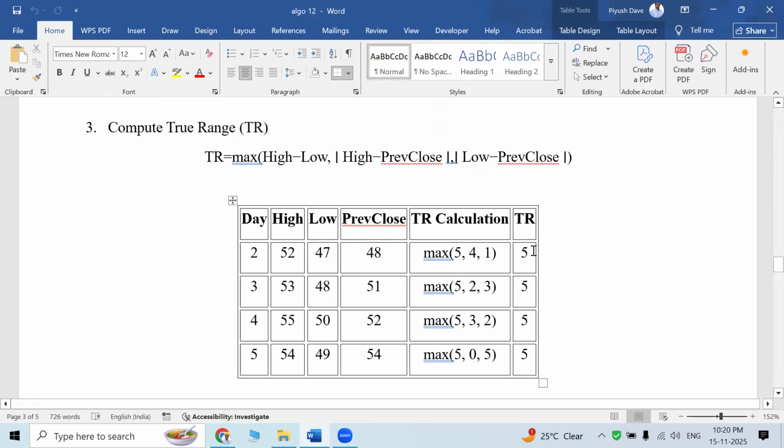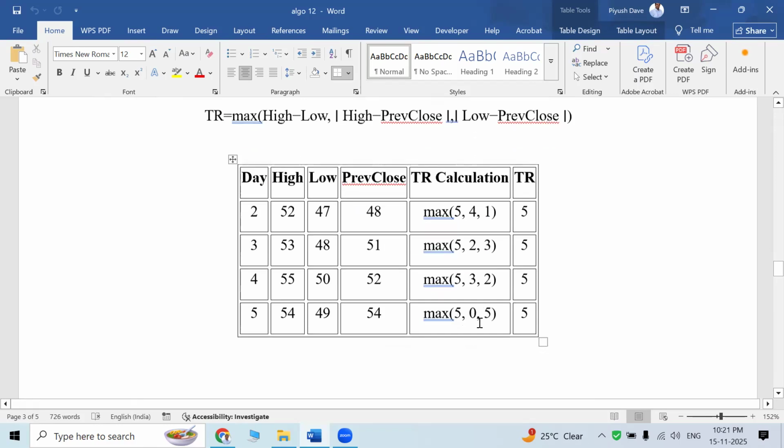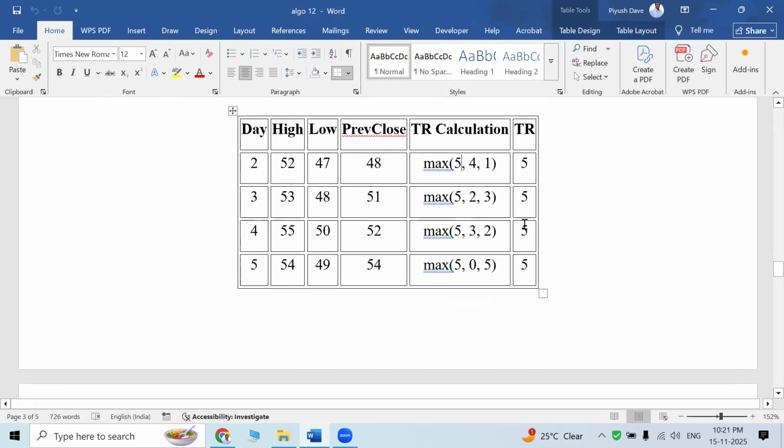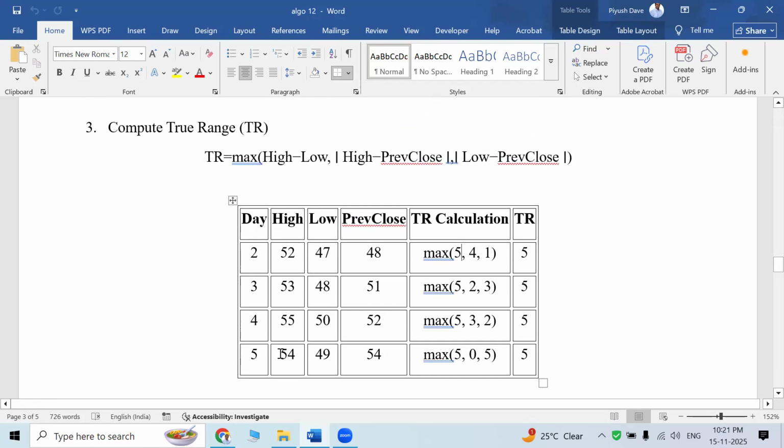So that means the market is moving as 5. That means the highest value minus lowest value is 5. Then highest minus previous close also we consider. Low minus previous close also we will consider. Now for this example, every value is coming as 5, but it is not compulsory that it is going to come 5 all the time. Here you can see the high minus low is 5, then high minus previous close is 0, and low minus previous close is again 5. So the max value from this is again 5.